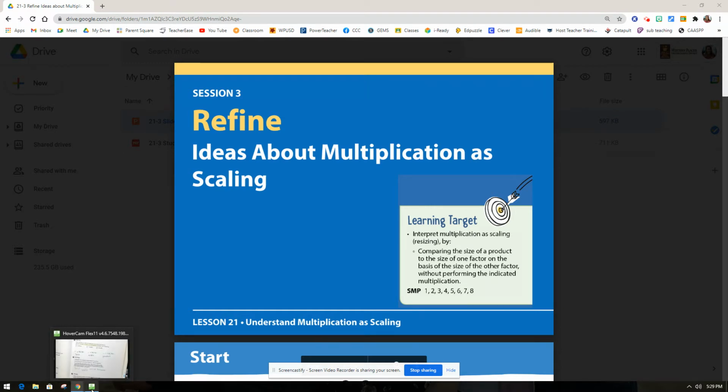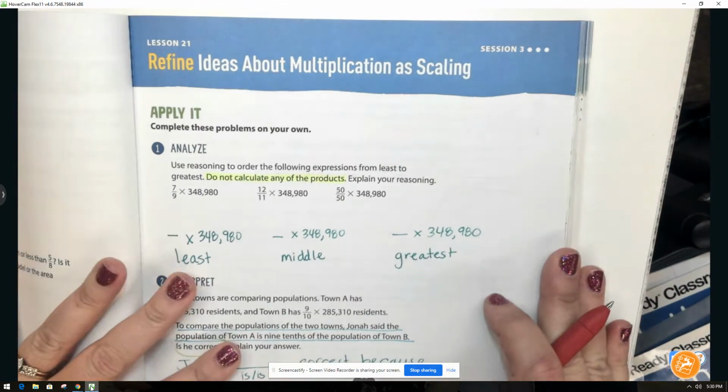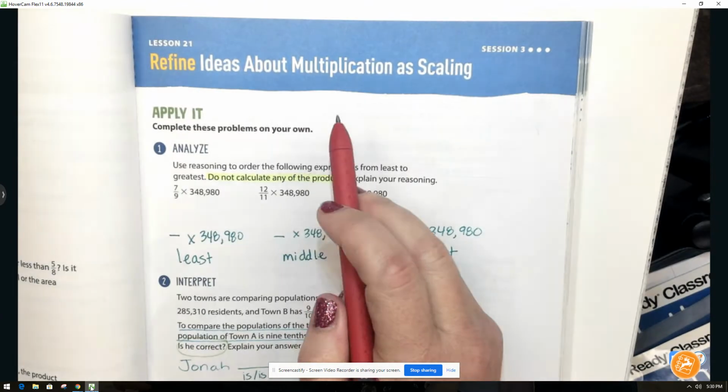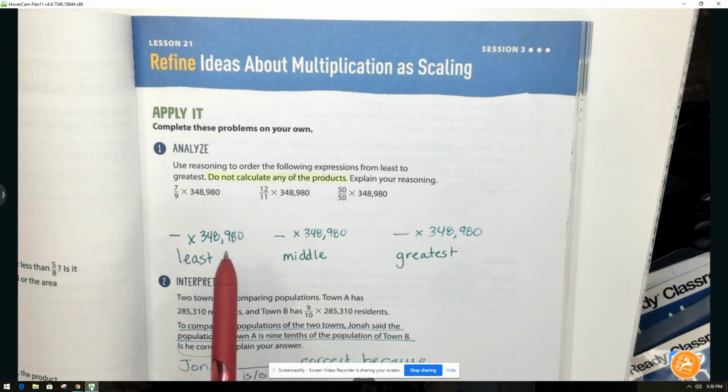So with that, we're going to be in our Ready Classroom math workbook, on pages 433 and 434. Go ahead and turn to your Ready Classroom math workbook and turn to page 433. We're at the top of page 433. It says apply it, complete these problems on your own.